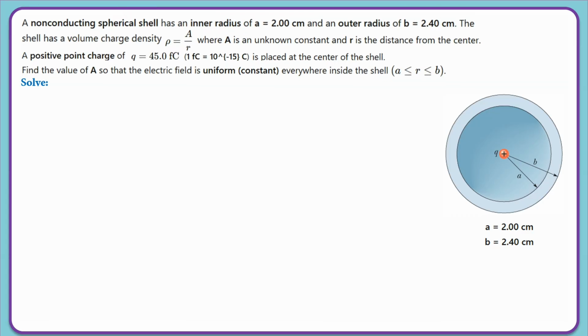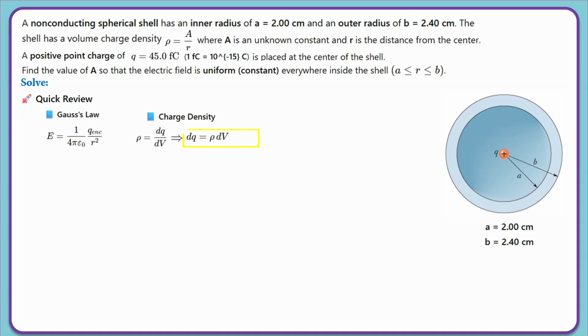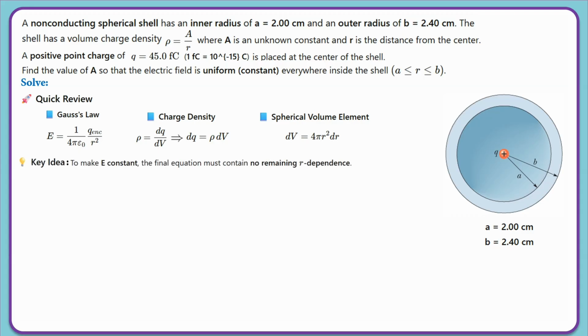Before we begin, let's do a quick review. We will use Gauss's law, E equals 1 over 4 pi epsilon 0 multiplied by Q enclosed divided by R squared. Since the charge density is not constant, we also remember that dq equals rho times dv. And for spherical symmetry, dv equals 4 pi r squared dr. The key idea is simple. For the electric field to be constant, the final expression must not depend on r.